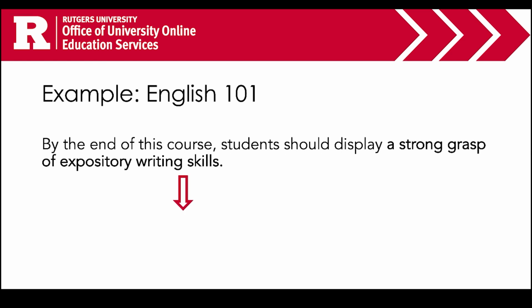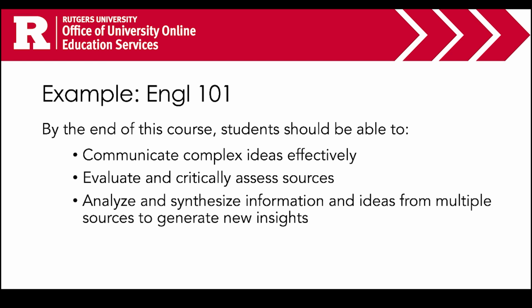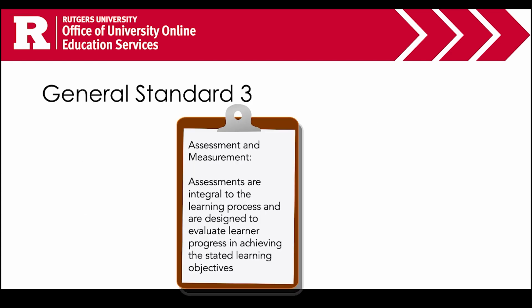However, this goal could become measurable by breaking down writing skills into more specific skills. For example, to communicate complex ideas effectively, to evaluate and critically assess sources, to analyze and synthesize information and ideas from multiple sources to generate new insights. These three goals cover the more general idea of writing skills more precisely in order to measure if your students are mastering these skills. Moving on, General Standard 3 deals with assessment and measurement.